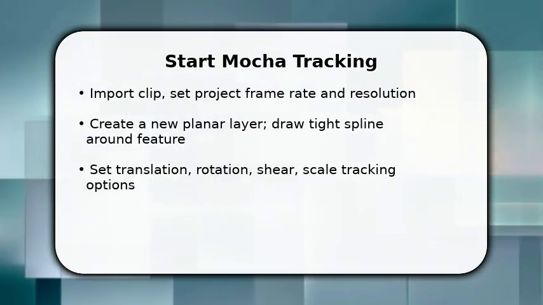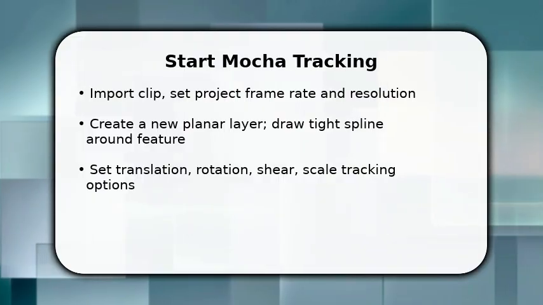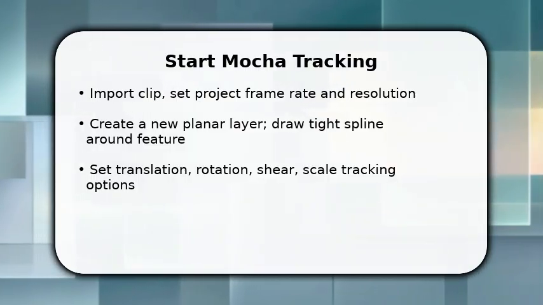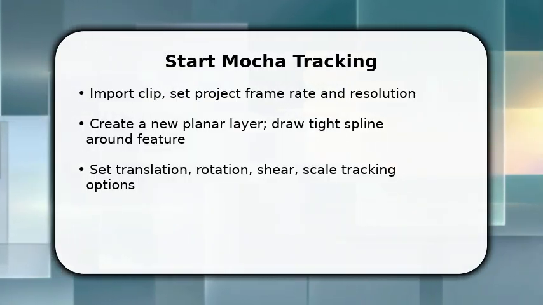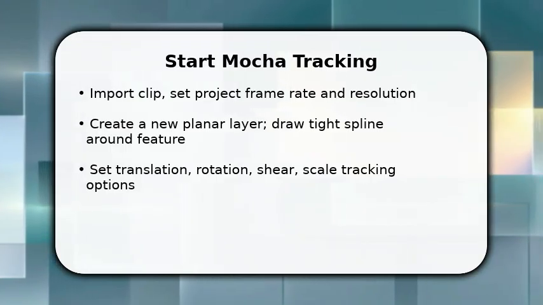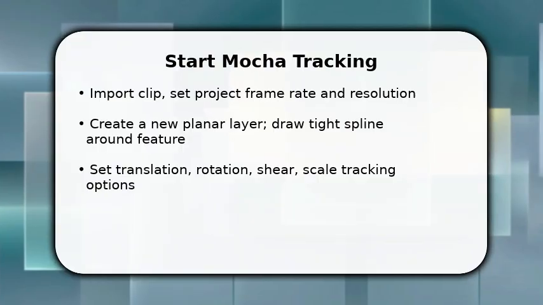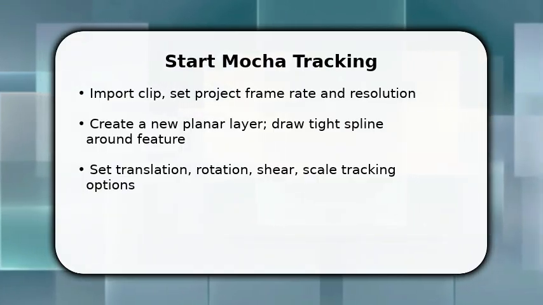You begin by importing your clip and confirming project frame rate and resolution so tracking math matches the footage. Next, create a new planar layer and draw a tight spline around the feature you need to track. Include stable surrounding texture. Once drawn, choose the tracking modules: translation, rotation, shear, and scale, so Mocha models real motion. Make sure to mark any occlusions or motion blur now.